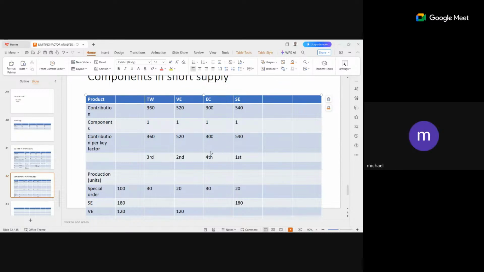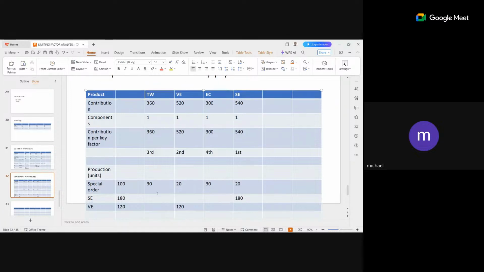The total is 400, sir. And we gave 100 for special orders, remaining 300. We gave 180 for SE, remaining 120. Now, why did we allocate 120 for VE? Because total order for VE is 200. Then 200 minus the special order of 20 is 180. But we are putting 120. I just want to understand. Thank you very much.